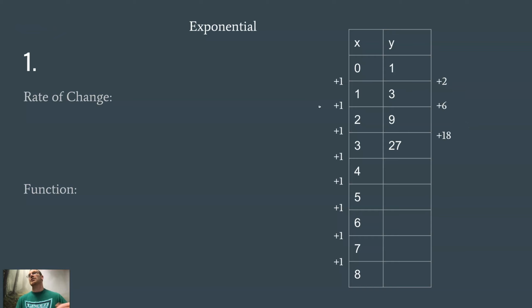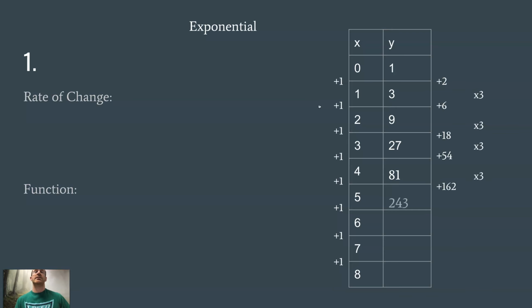Now here's why it's nice, because if it's exponential, I know it's either multiplying by something or dividing by something. Since my rates of change are getting bigger, 2, 6, 18, I'm looking for a multiplier. What do you multiply 2 by to get to 6? You multiply by 3. What do you multiply 6 by to get to 18? You multiply by 3. So to get my next rate of change, I have to multiply 18 by 3, and that gives me 54. Then 27 plus 54 is 81. To get my next rate of change, I multiply 54 by 3, and that gives me 162.